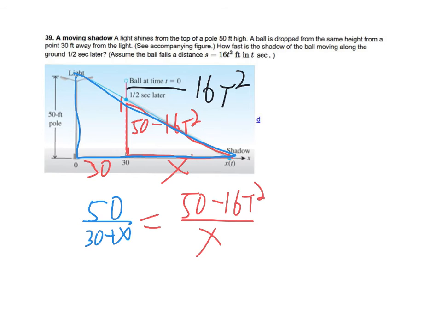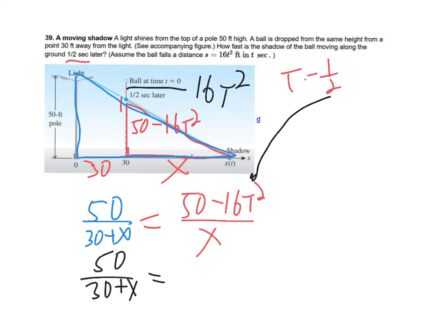Now, the first thing I did is I noticed in all these variables, they also tell me that t equals 1 half a second later. So let's find x. Let's see, after one half second of drop, let's find how long the shadow is, because we'll need that for later on. So I can say that 50 over 30 plus x is equal to, if t equals 1 half, that's going to be 1/4, and 1/4 of 16 is 4. 50 minus 4 is 46 over x. Looking a little more tame.